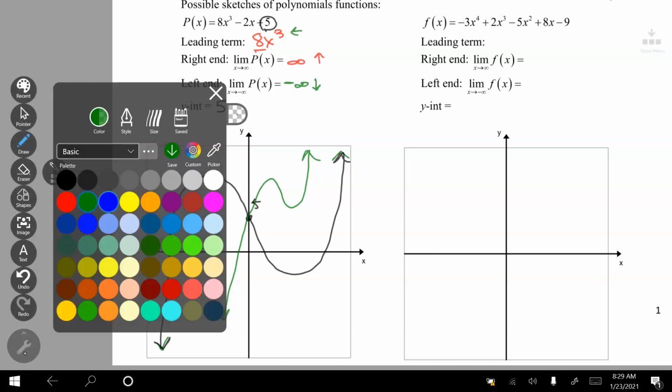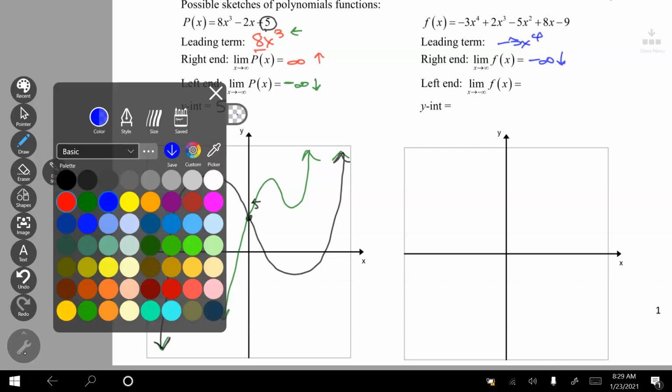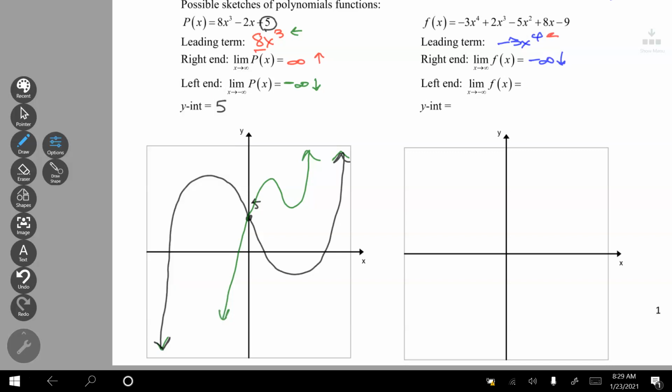Next example, I see my leading term is negative 3x to the fourth. And because of the negative 3, the right side goes down to negative infinity. And the left side, because it is an even exponent 4, the left side also goes down to negative infinity. So I'll put little arrows going down. X to the fourth means it's going to have up to 4 x-intercepts.